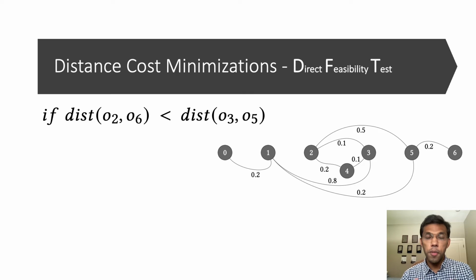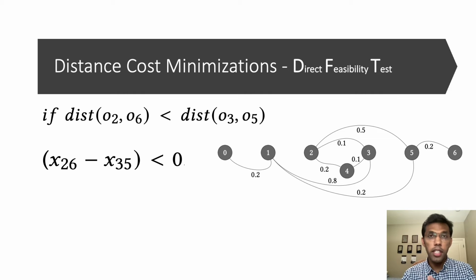Before we go into the solution framework, we wanted to introduce a novel formulation of the problem that has never been studied before, which is the direct feasibility test, introduced in the light of a system of linear inequalities. In this, all objects and the distances between them, whether known or unknown, are represented as variables and constraints in the system of linear inequalities. For example, if you wanted to evaluate whether the distance between O2 and O6 is less than or equal to the distance between O3 and O5, you have a constraint represented like this.